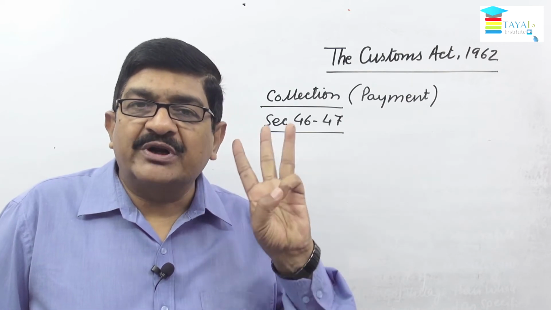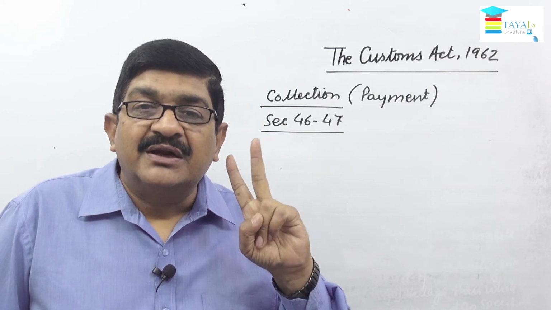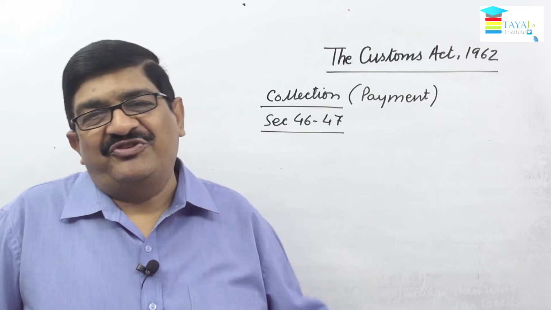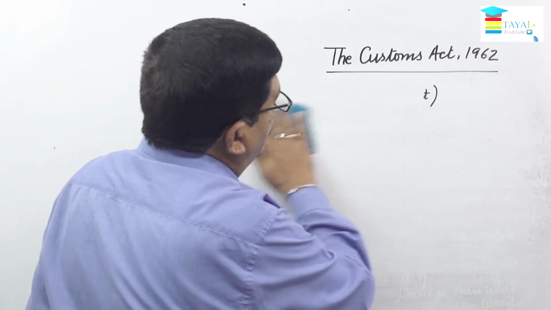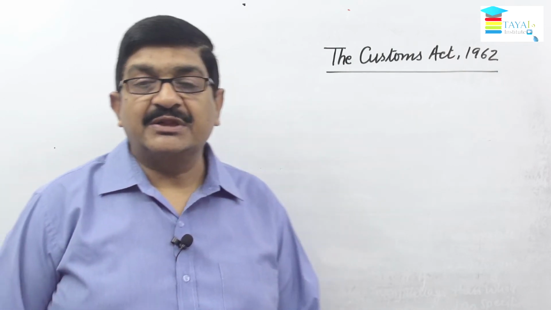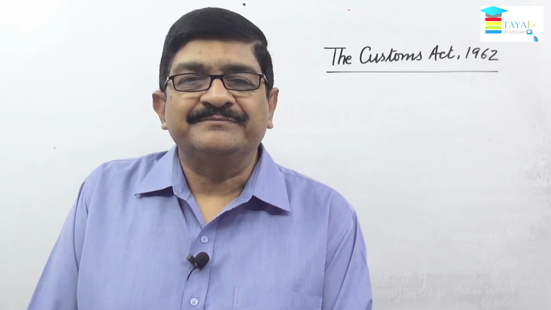So, three important words. Number one, levy. Number two, assessment. Number three, collection. Okay. Now, these are the first three words. The object of the act, or you can say the purpose of the act, is levy and collection of tax on import of goods into India and export of goods from India.